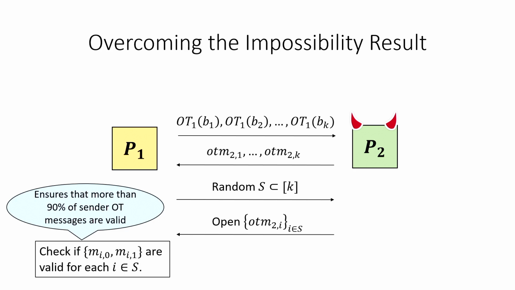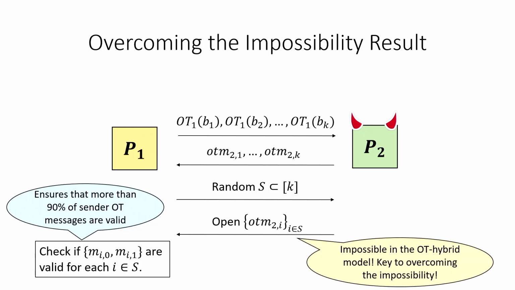Note that such a check is impossible to make in the OT hybrid model because you don't actually have access to these second round messages. You just have oracle access to this ideal functionality. And this is actually the key distinction that allows us to recover the previous impossibility result. Unfortunately, this approach seems to increase the number of rounds, and we're also no longer in the 2-message setting.